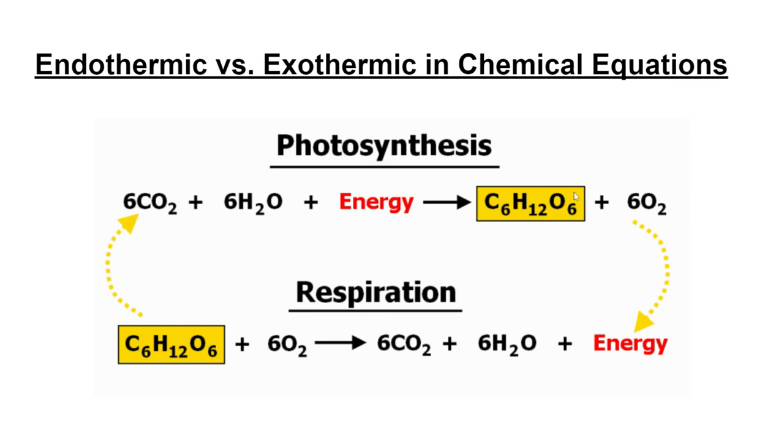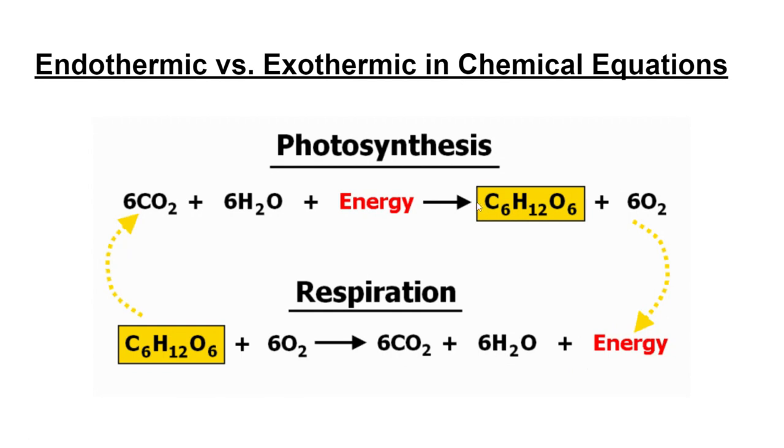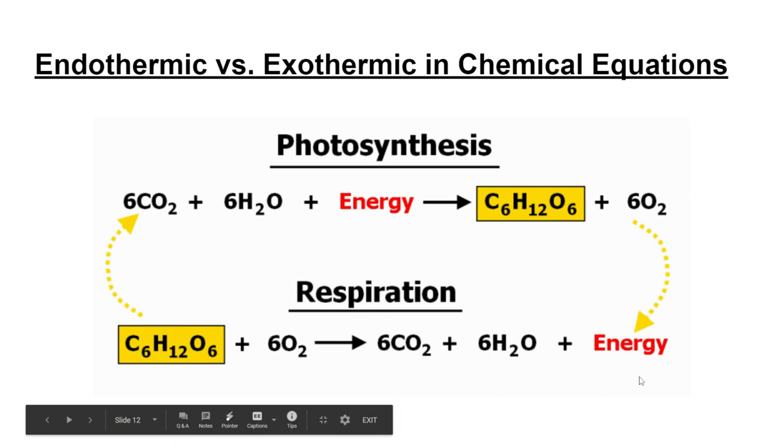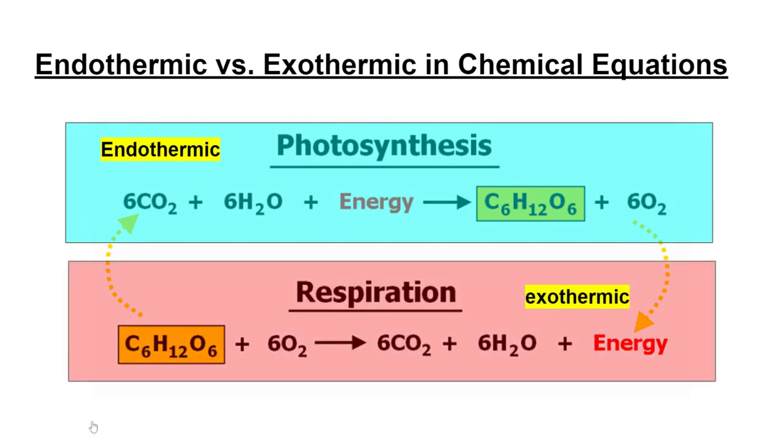Now the reverse process of photosynthesis is respiration, where the energy that is stored in the glucose is broken down and released and is written with the products, and this is an exothermic process. So photosynthesis is endothermic, with energy written with the reactants, and respiration is exothermic, with energy written with the products. In this case, as it is endothermic, Q or delta H will be a positive value, and Q and delta H in respiration, being exothermic, will be a negative value. Here you can see endothermic and exothermic.